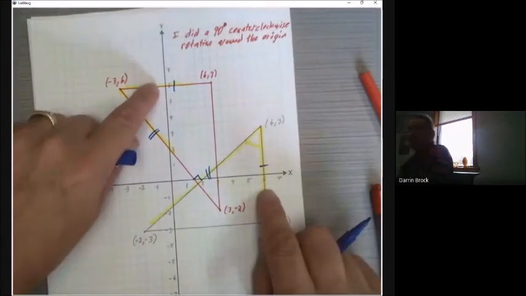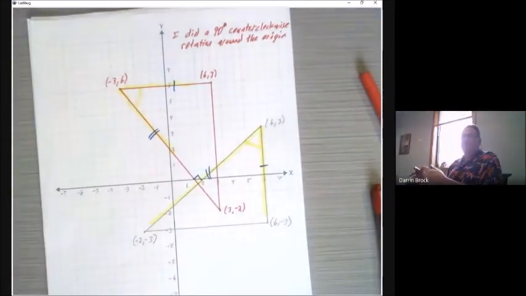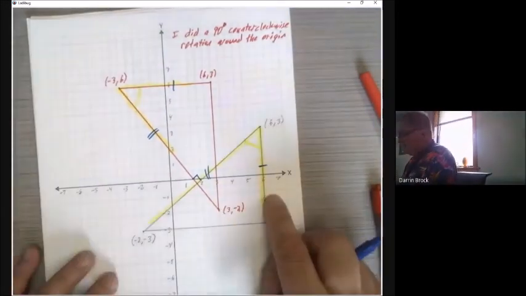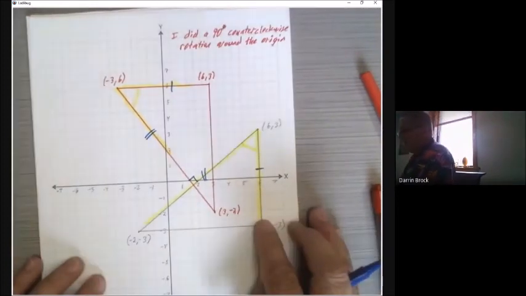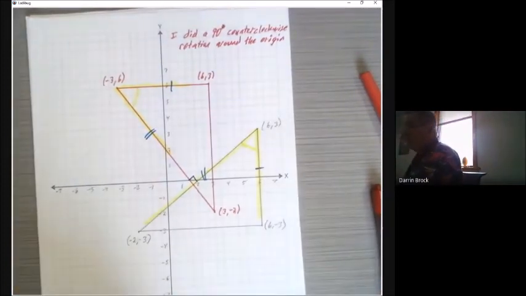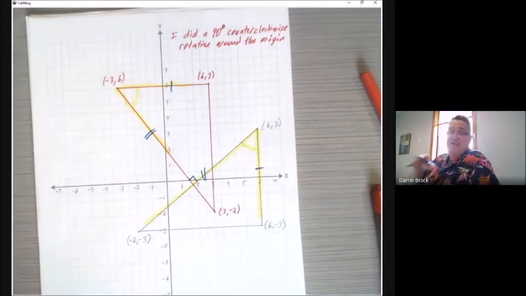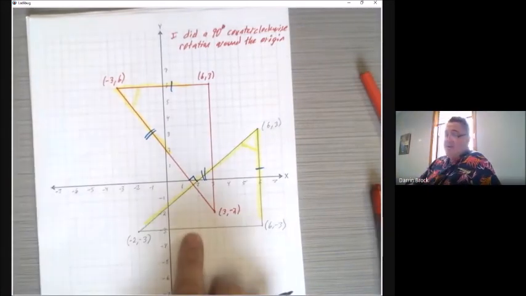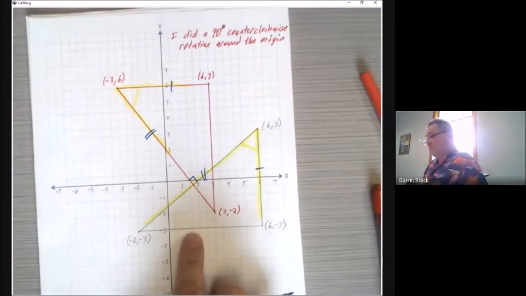0 and undefined are kind of opposite reciprocals because this up and down line has a change of 0 in the x. So 0 is in the denominator, and you can't divide by 0. That's why it's undefined. This one has 0 in the numerator, and so it ends up with a slope of 0.